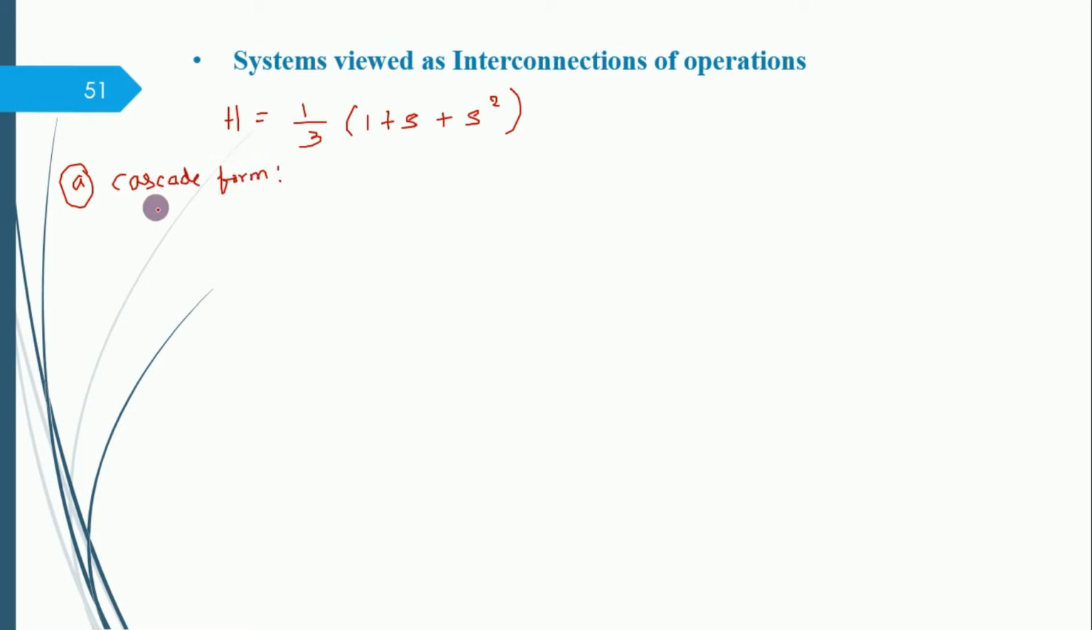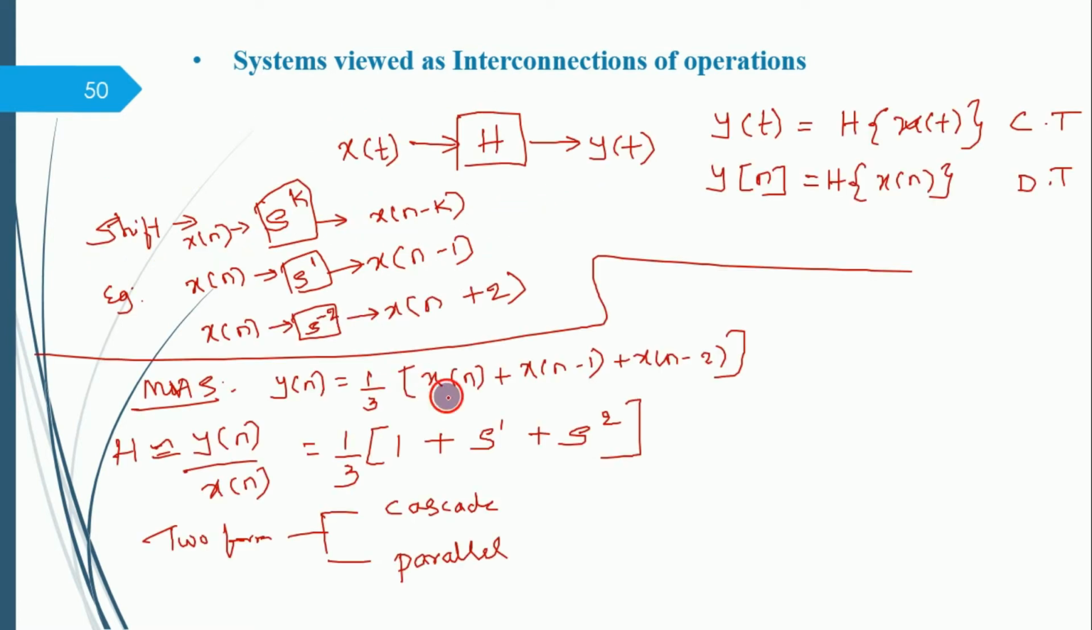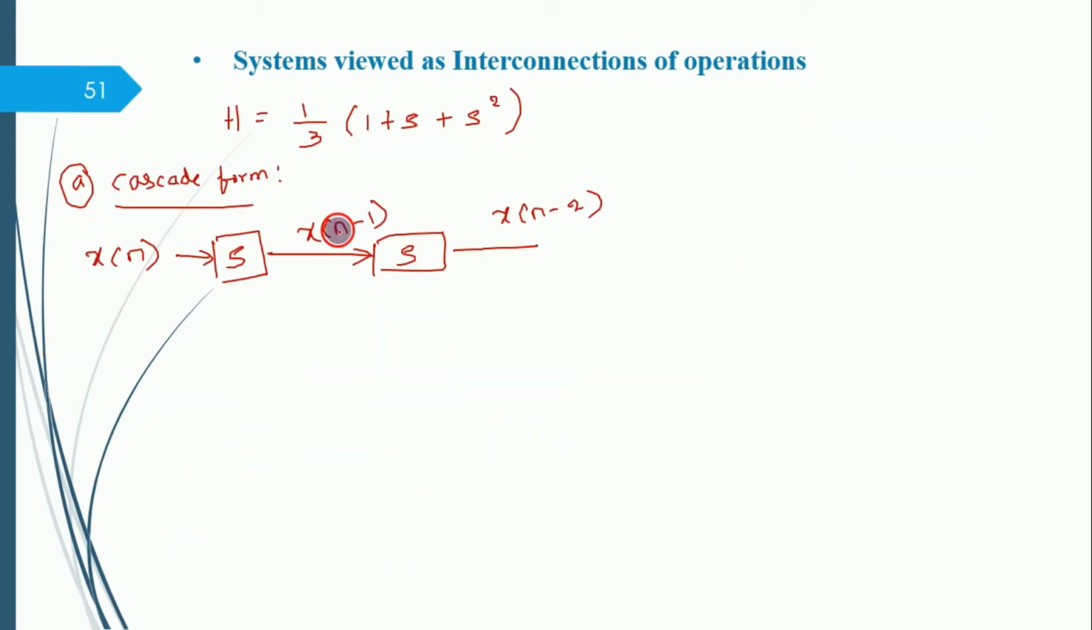Cascade form looks like this. Just listen. x of n is the input. First x of n is there. Then I have to shift it 1 time. If I shift it 1 time, I get x of n minus 1. And x of n minus 1, I treat it as an input. I'll shift 1 more time. What do I get? I get x of n minus 2. I have all these three things now. So look at the equation. x of n is there, x of n minus 1 is there, x of n minus 2 is there. All three are there.